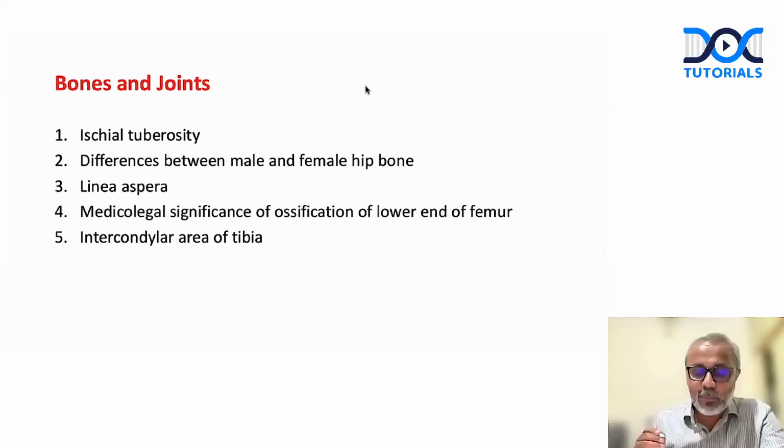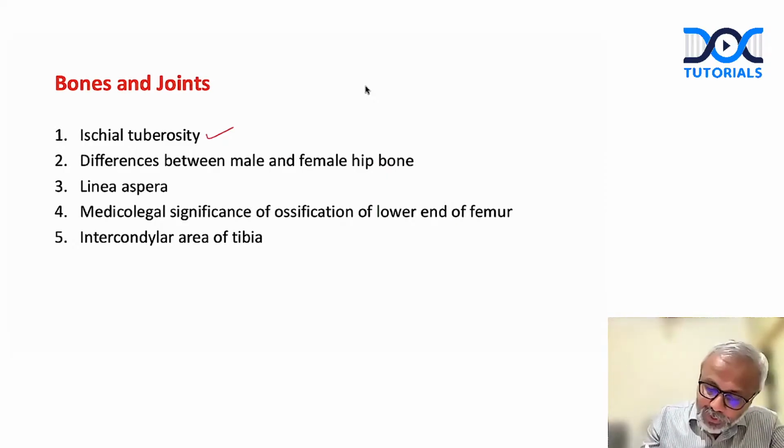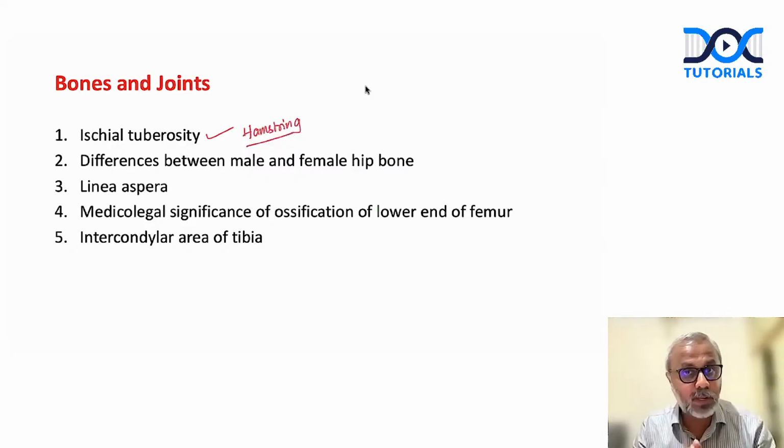In the bones and joints of the lower limb, the first question that we can expect is from the topic of ischial tuberosity. To describe it in simple words, ischial tuberosity is a part of the hip bone on which all of us basically sit. Why is it very frequently asked? Because ischial tuberosity gives attachment to the hamstring muscles. All the true hamstrings take their origin from the ischial tuberosity.